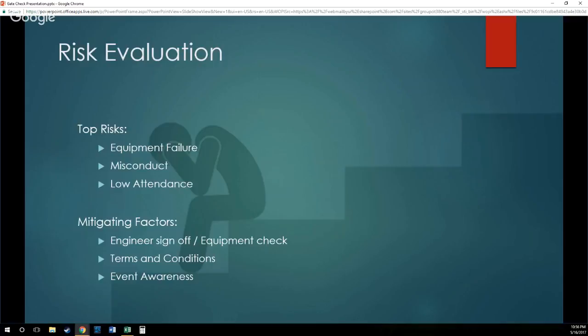The mitigating factors that the team has come up with to combat these top risks is to have a top engineer come and sign off on the equipment check prior to the event and stay on during the duration of it. Terms and conditions will be applied to the attendees so that they have a clear expectation as to how the event will be run and how behavior needs to be handled.